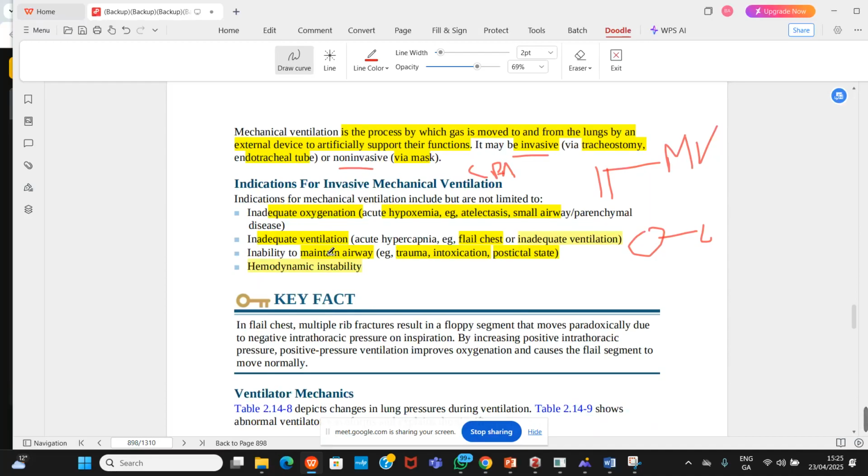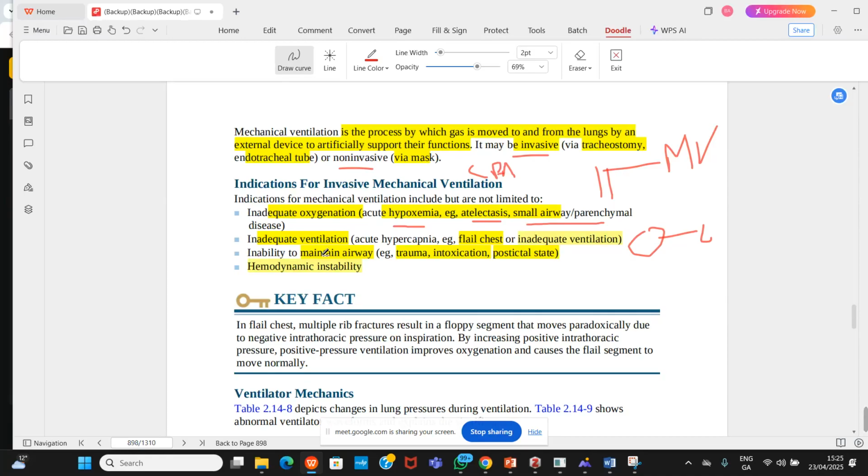So what are the indications? Inadequate oxygenation, inadequate ventilation. Those are the two things that should come to our mind. If this was a Step 2 question and we are asked to say it, that's what we are going to say first. Inadequate oxygenation, inadequate ventilation. Inadequate ventilation is something that's going to allow PaCO2 to accumulate. Inadequate oxygenation is something that will allow PO2 to reduce.